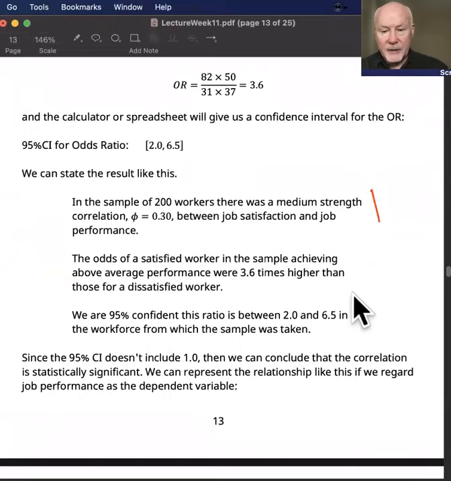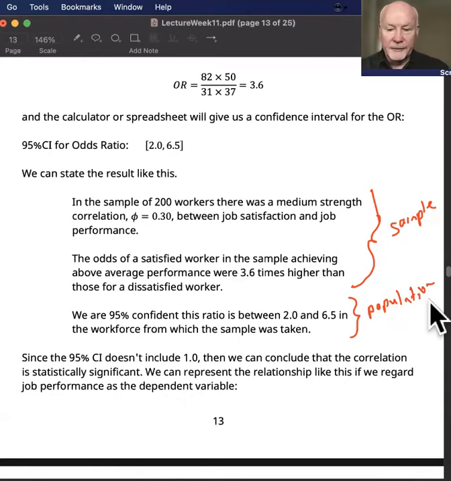So this bit about what you have here, that is a statement about the sample, those two things, and this is about the population. It's very important to be clear in your mind what you're talking about there. Once you move from sample to population, you're moving from exact numbers to confidence intervals.